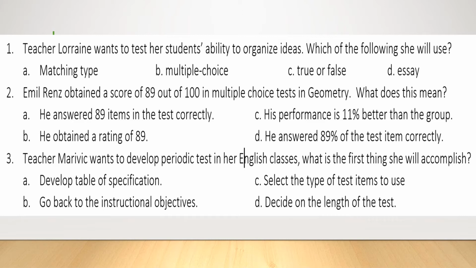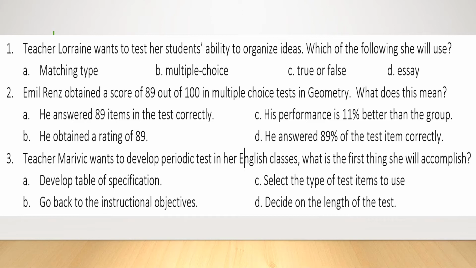Meanwhile, letter A also is correct. He answered 89 items in the test correctly. Okay, so asa man ta mo pili ani letter A or letter D? Okay. So remember that the question is not asking for a percentage. It is only trying to solicit an explanation, a description regarding the scenario na si Emil nakakuha og 89 out of 100 sa ilang test. So therefore, the correct answer is letter A. He answered 89 items in the test correctly. Okay, so A is the best answer.